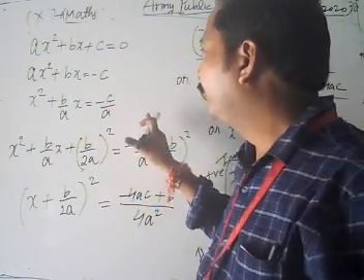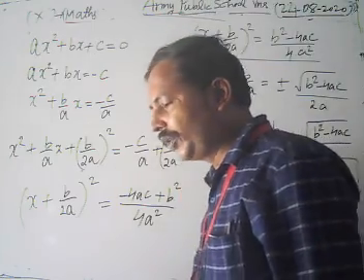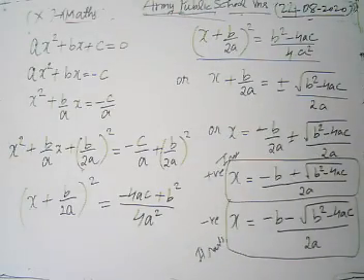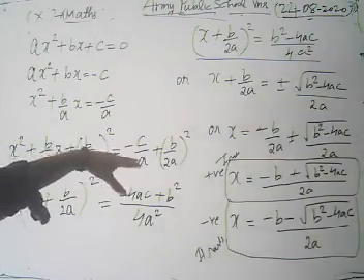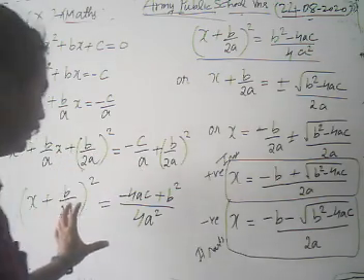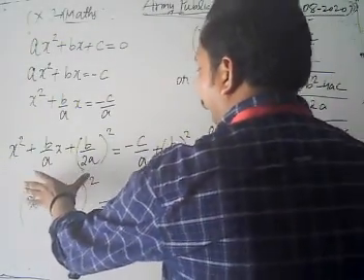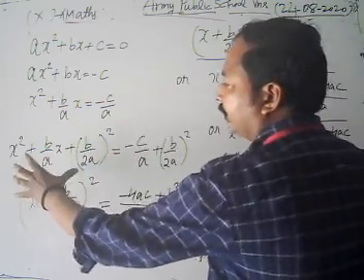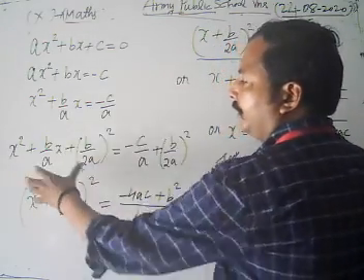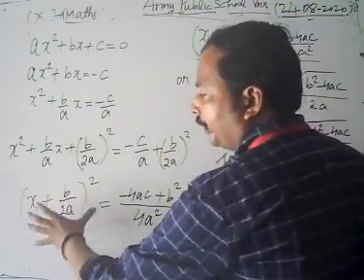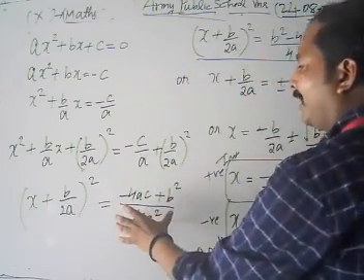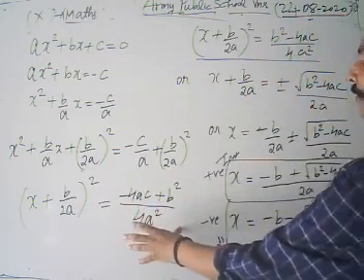Then in the third step we are going to add the constant value b upon 2a whole square to both sides, the left hand side as well as the right hand side. Then our left hand side is a complete square. It's the whole square of x plus b upon 2a. Solving our right hand side we get minus 4ac plus b square upon 4a square.